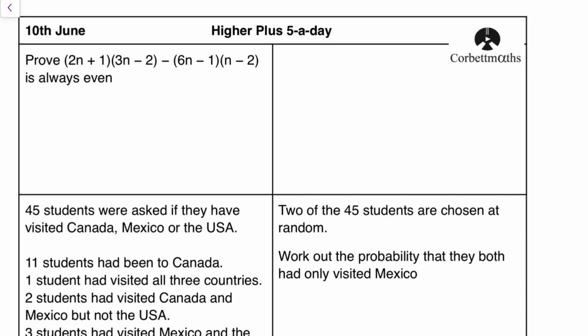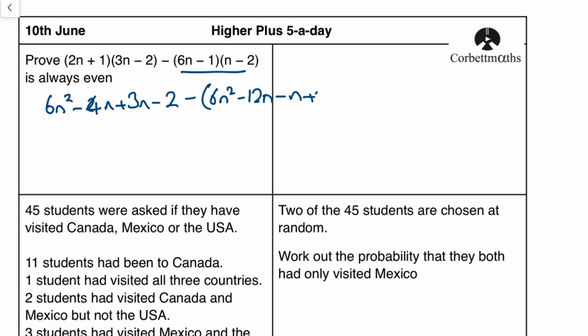Now, this is one of these whereby I need to do the algebra and hope something's going to happen. So let's do the algebra and then I'll tell you what I'm going to hope. So I'm just going to multiply out the first bracket, which is going to give me 6n squared minus 2 times 2 is 4n plus 3n minus 2. And then I'm going to multiply this one, but put brackets so I don't get them all mixed up. So it's going to be 6n squared minus 12n minus n and plus 2.